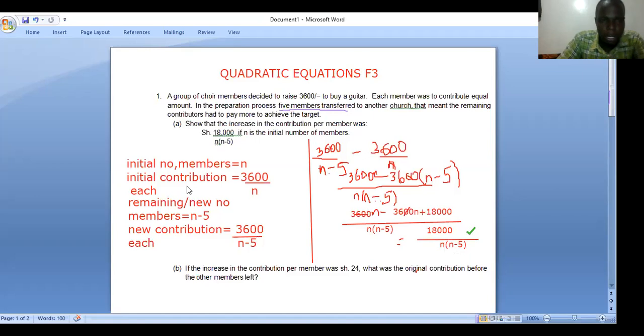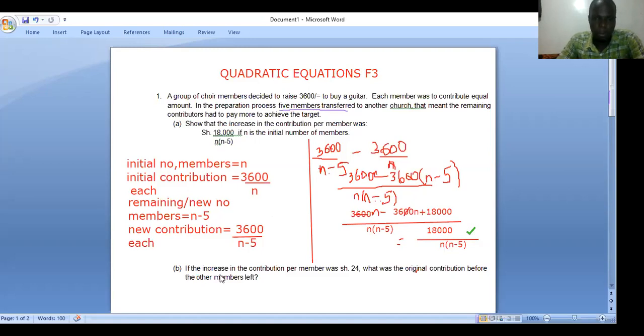So look at the steps. We started by saying the initial number is n. The new number is n minus 5. Then we subtract the new contribution per person minus the initial contribution per person. Here we have n minus 5, here we have n. The LCM is just the multiplication. Then n minus 5 goes into n into n minus 5 how many times? It cancels, so the remaining is n. So n times 3600, you get 3600n minus. Then n goes into n minus 5 into 3600 into n minus 5. Then you work it out and you get your 4 marks there.